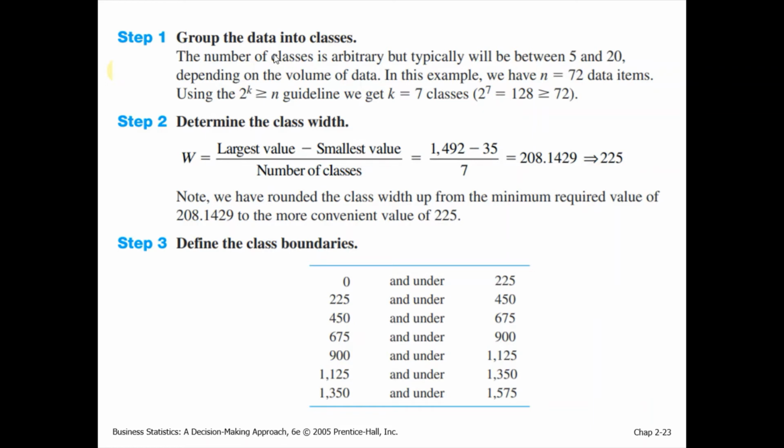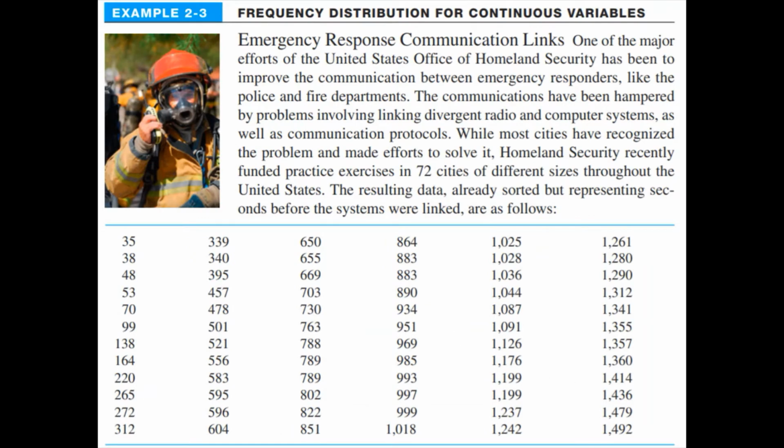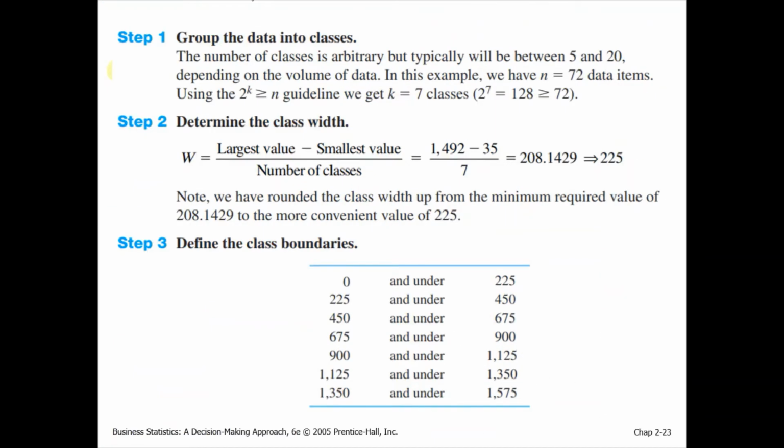So, ang iyang gibuhat is, the number of classes is arbitrary but typically will be between 5 and 20 depending on the volume of data. So, commonly, 5 and 20 daw ang number of classes. So, in these examples, we have n is equals to 72. So, kani siya, 72 ni tanan. Okay, so in this example, we have 72 data items.